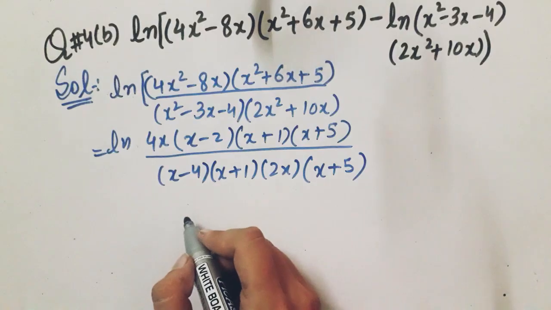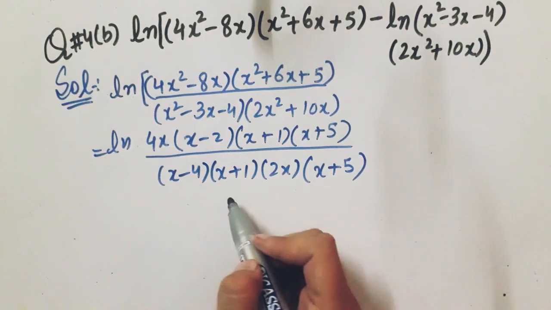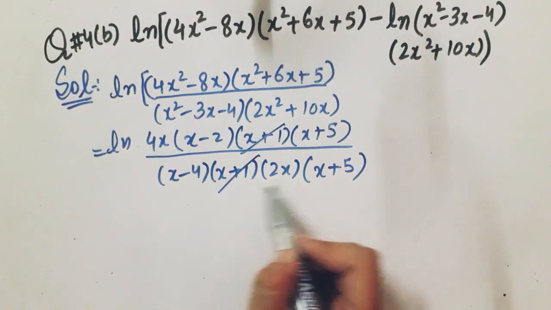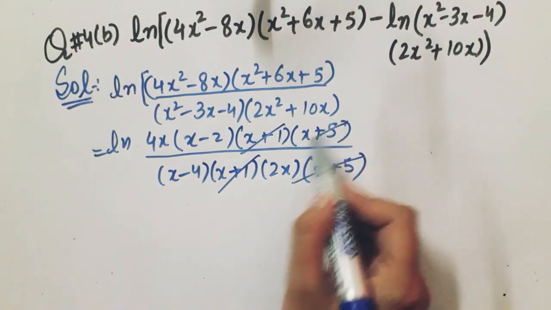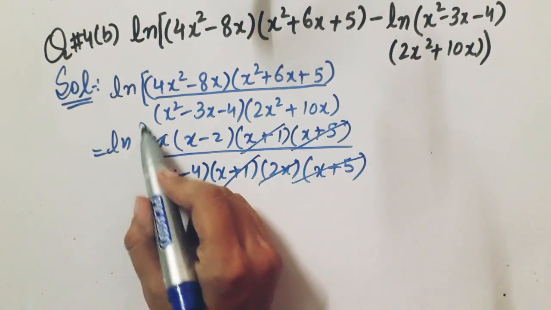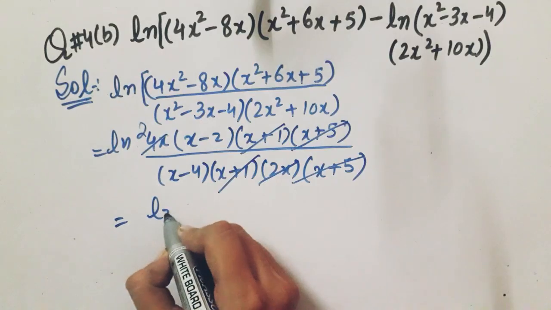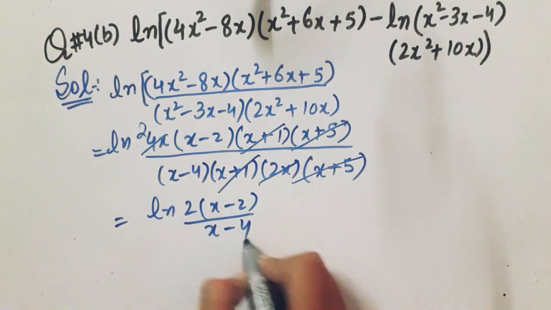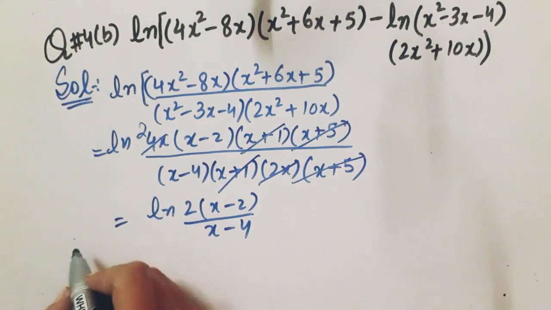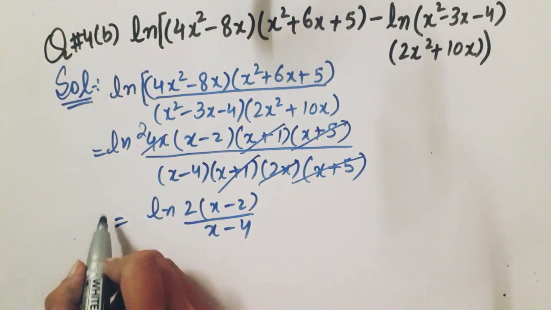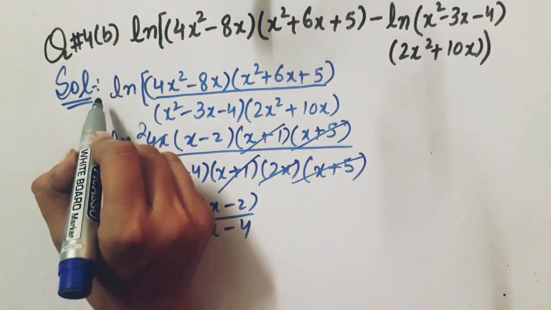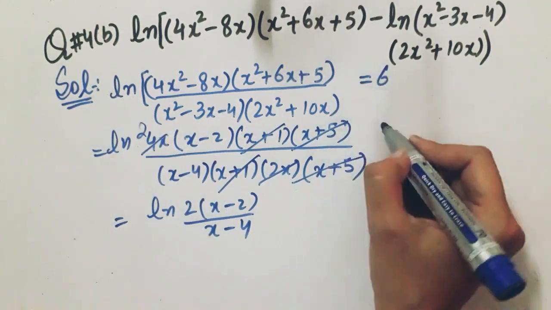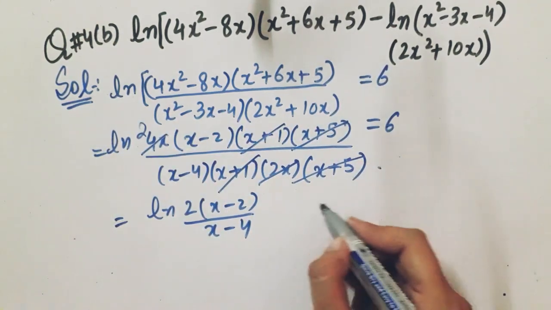Now cancel out the same values: x + 1 is cancelled out, x + 5 is cancelled out, 2x is cancelled out by this. So you get ln of 2(x − 2)/(x − 4). Now we will solve this, and this is equal to 6. In the question this value is equal to 6.